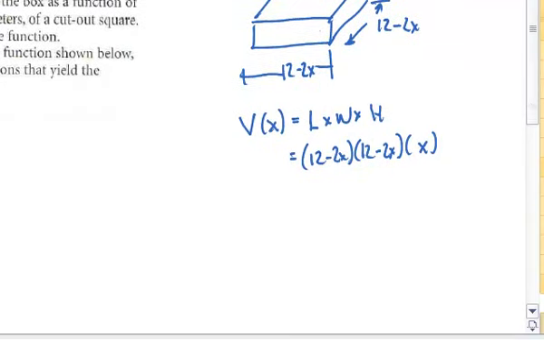On tomorrow's quiz, you should be able to put the volume into the calculator and use the appropriate graphing window to find the maximum volume. So I'm just going to pause while I bring up the graphing calculator and enter the equation in, and then I'll continue the video.